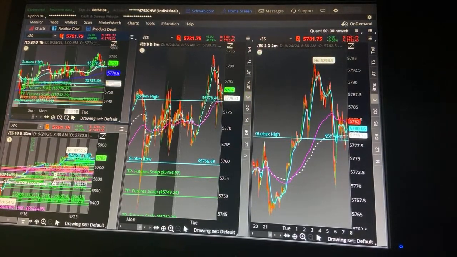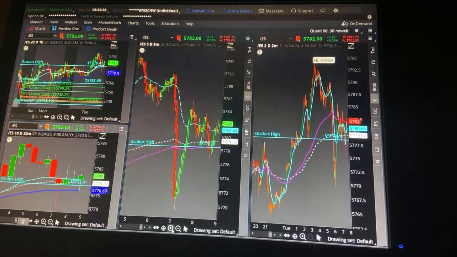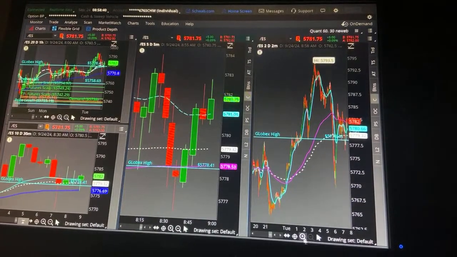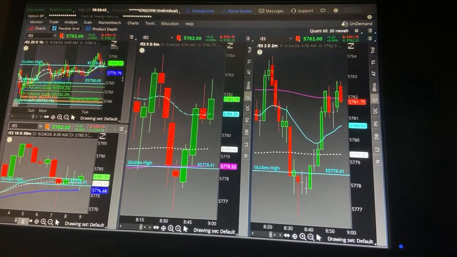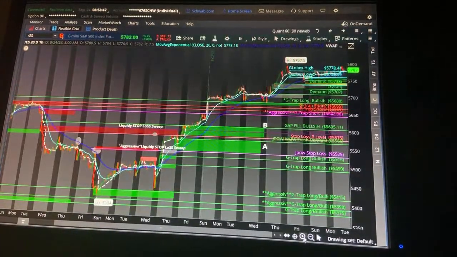I have the 60-minute time frame on the upper left here. I have the 30-minute time frame here, lower left. I have the 5-minute here, and I have the 2-minute time frame here on the right, just to give you the lay of the land. I'm going to open up the 60-minute time frame here.